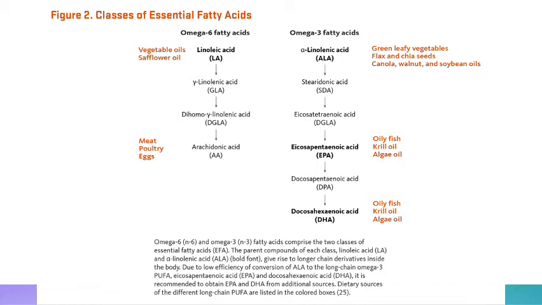The parent compounds of each class, the LA and the alpha-linolenic acid, so the LA and the ALA, give rise to the longer chain derivatives inside the body. Due to low efficiency of conversion of ALA to the long chain omega-3s, the EPA and the DHA, it's recommended that the EPA and DHA are essentially gotten from additional sources, so dietary sources.